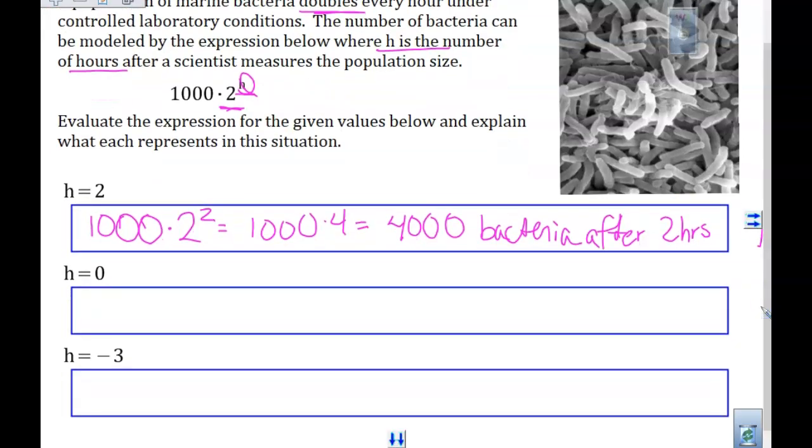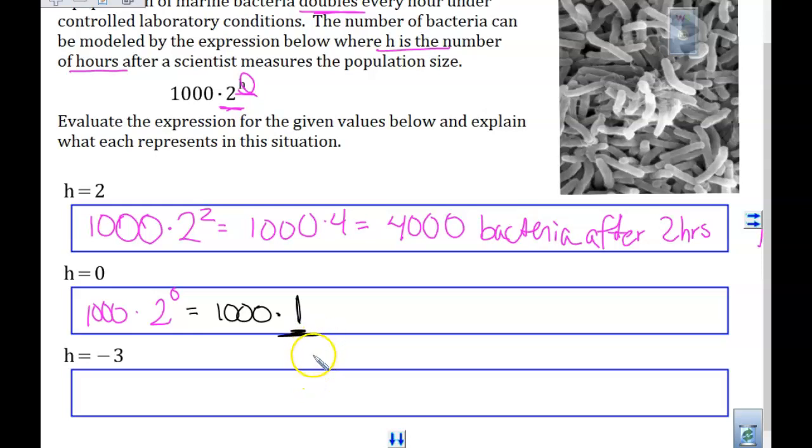So now we're going to take a look at the 0. Well, what do we think our 0 is? That was at the where? At the beginning, right? So 1,000 times 2 to the 0. If I'm plugging in 2 to the 0, 2 to the 0 is really 1,000 times, everyone, anything to the 0 is? 1.